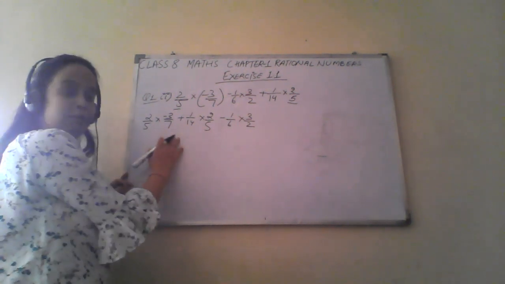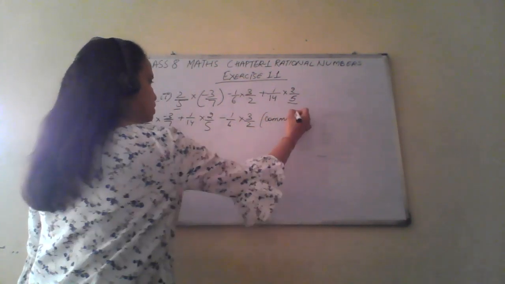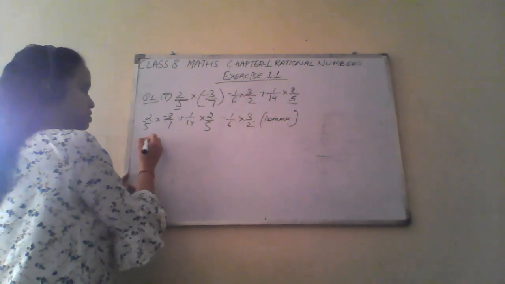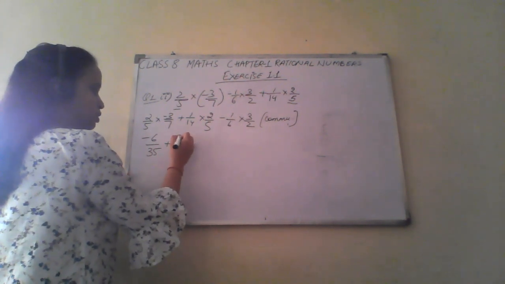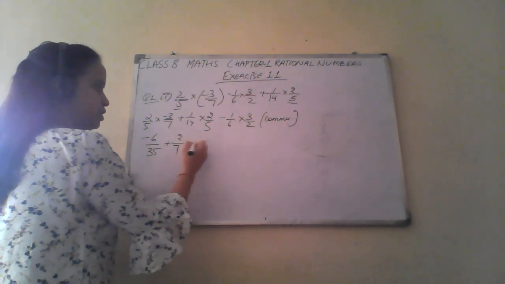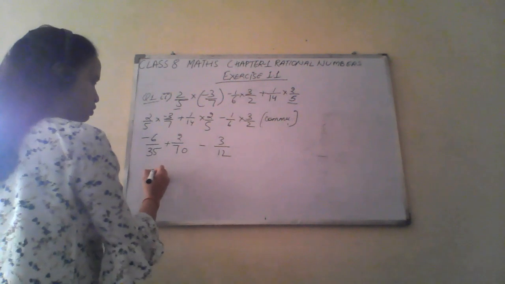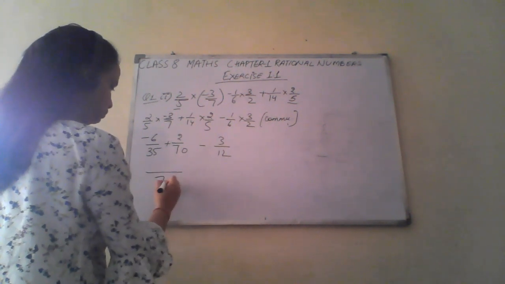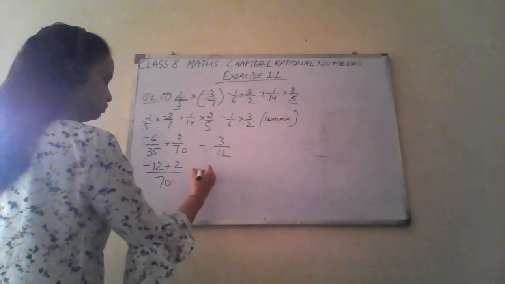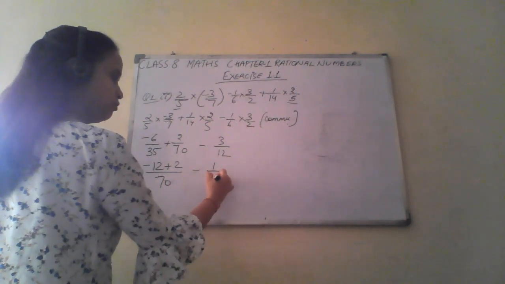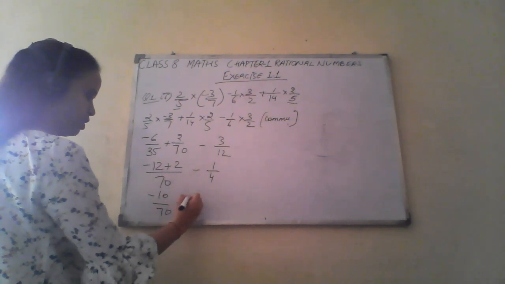So here we have applied the property of commutation. This is minus 6 upon 35 plus 2 upon 70 minus 3 upon 12. So we can reduce this term. This will become 1 by 4. This is minus 10 upon 7 minus 1 by 4.